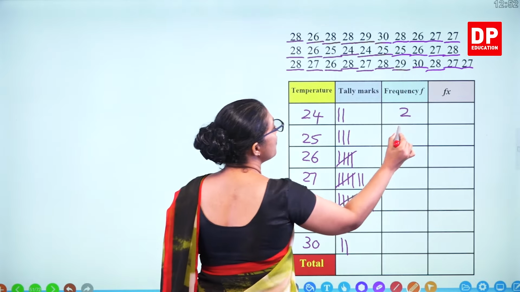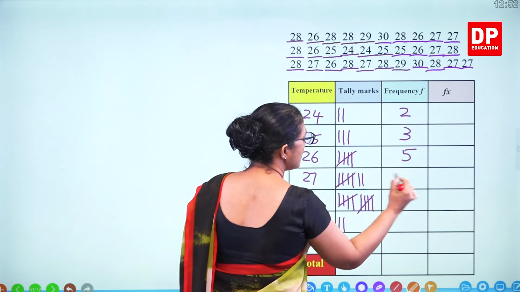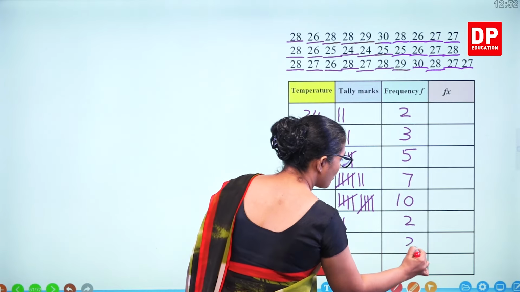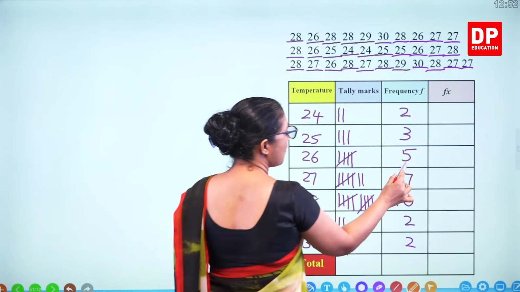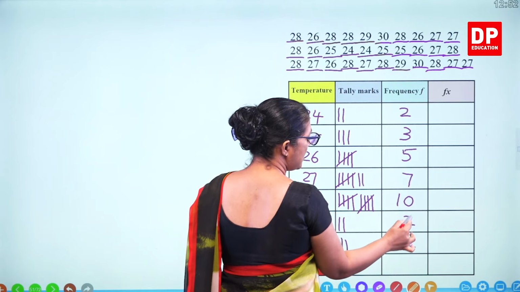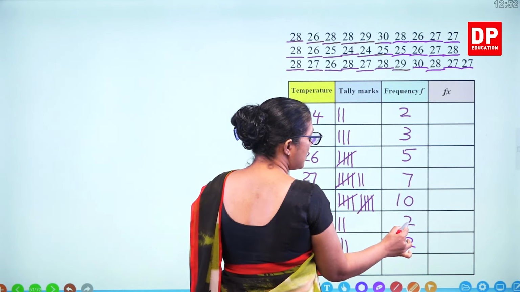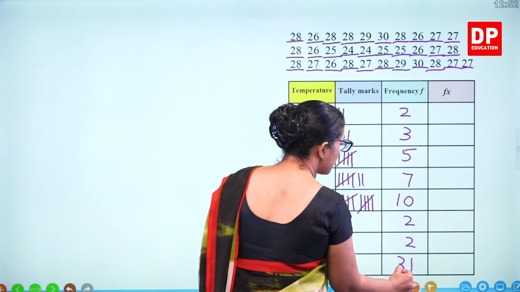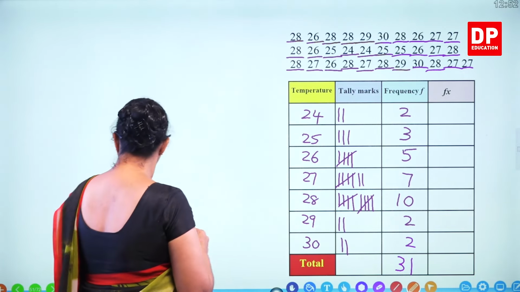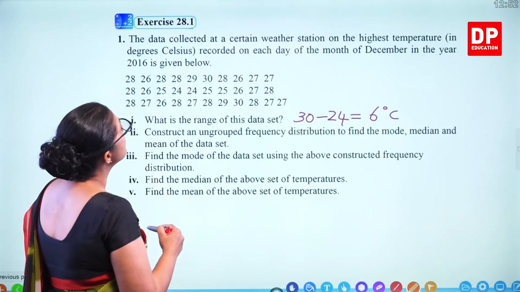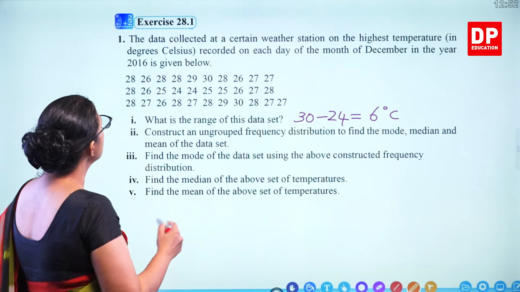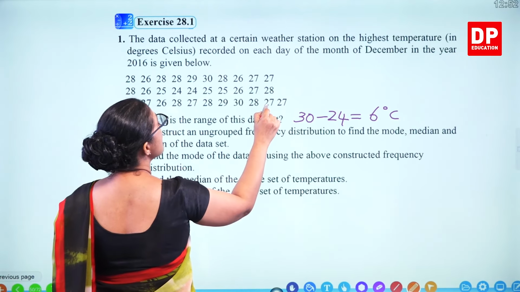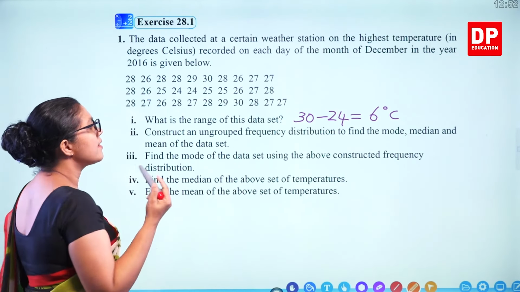2, 3, 5, 7, 10, 2 and 2. So what's the total? 5 and 5, 10, 17, 19, 21. 2 remaining and this is 31. Just check. Is it given 31 values? So 1, 2, 3, 4, 5, 6, 7, 8, 9, 10. 10 times 3, 30 and 1, they are 31.